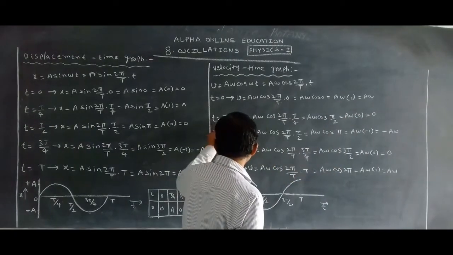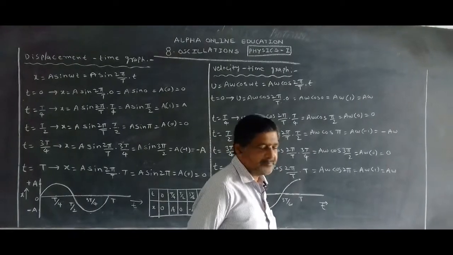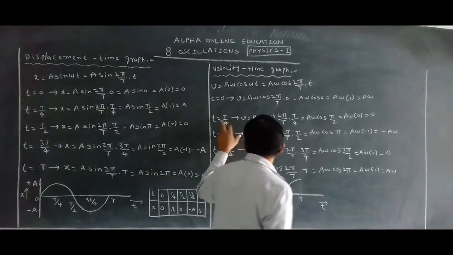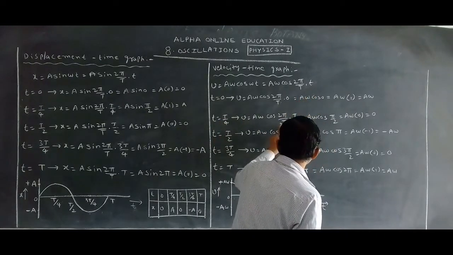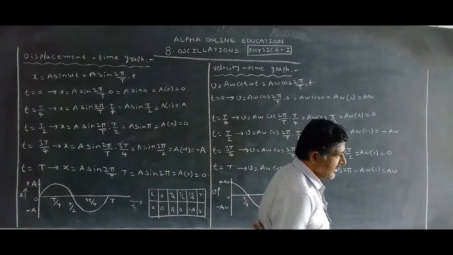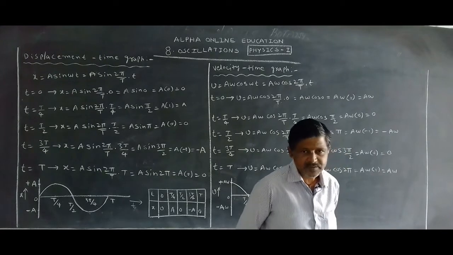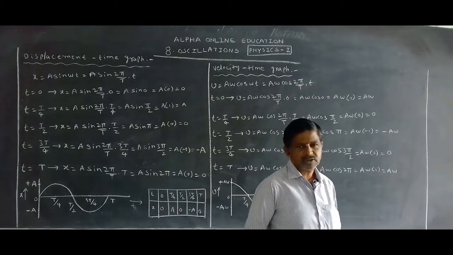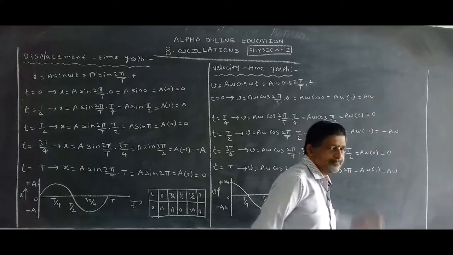Then after t is equal to T by 4, one fourth of the time period. Take t is equal to T by 4. T cancels, 2 cancels. What we can get? a omega cos pi by 2. Cos pi by 2 means cos 90. Cos 90 is how much? 0. That's why velocity is 0.